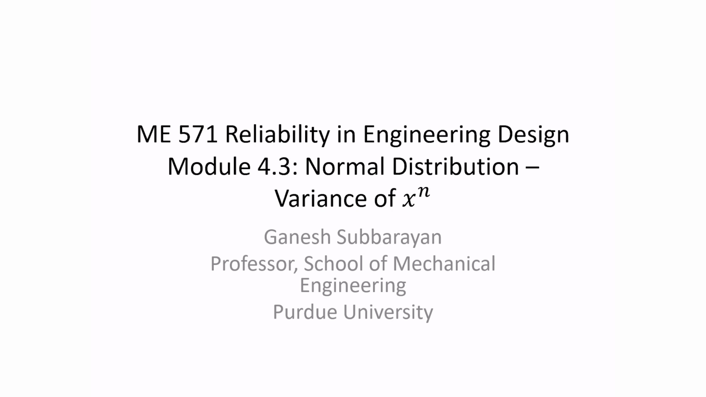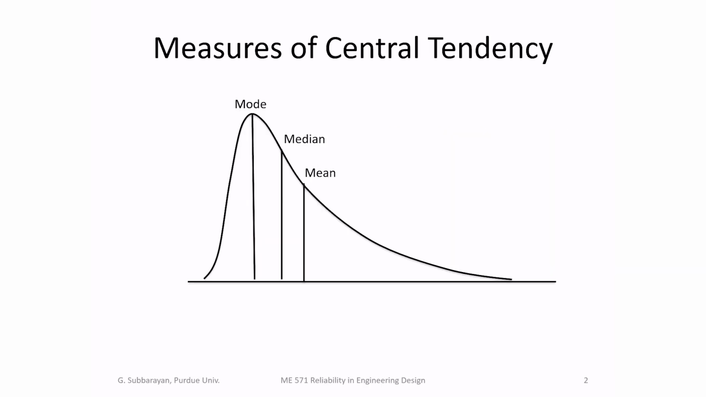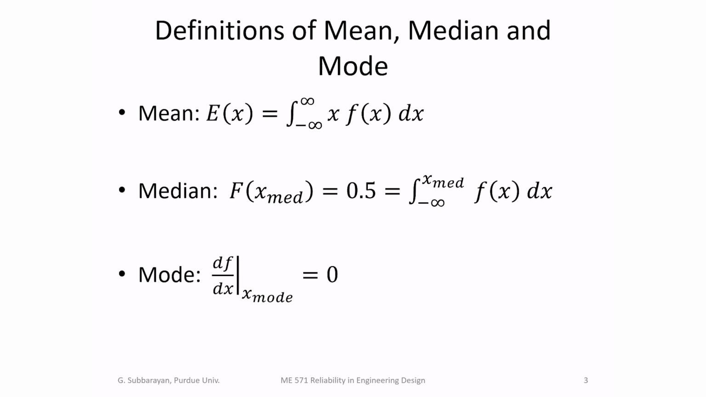But before we go there, I want to review something that we've discussed in the past, and that is the measures of central tendency. We talked about how mode, median, and mean are measures of central tendency. The definitions are: mean is the expected value of x. Expected value of any quantity is that quantity times the PDF integrated between the limits of minus infinity to plus infinity. And median is the value at which the probability turns out to be 0.5.